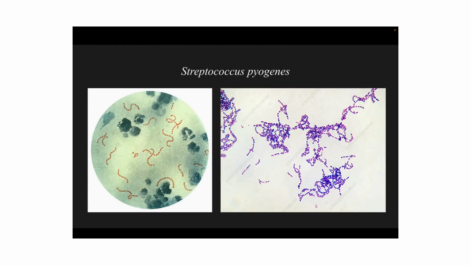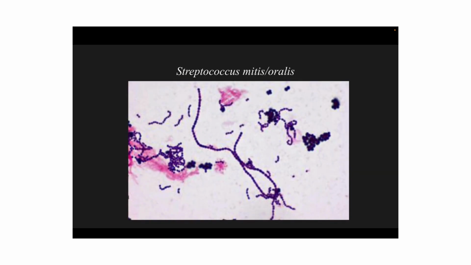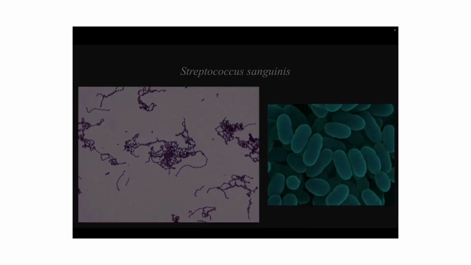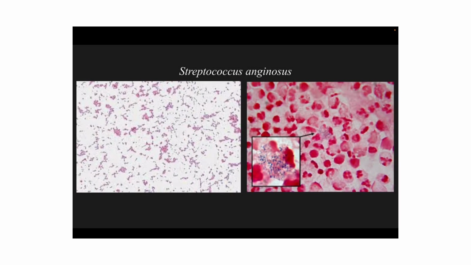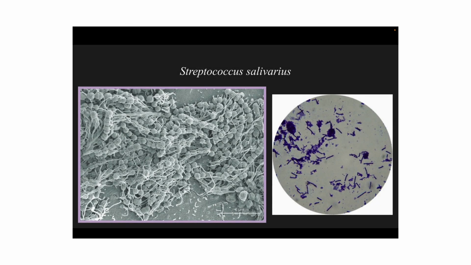They're divided into the groups Mitis, Sanguinis, Anginosus, Salivarius, Mutans, and Pyogenes. Pyogenes is the one that causes strep throat, and I have those on loop on the screen. Of these groups, S. anginosus and S. mutans are considered to be the most harmful, while S. sanguinis and S. salivarius are more beneficial.